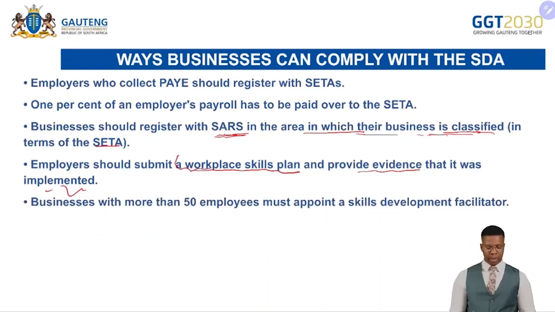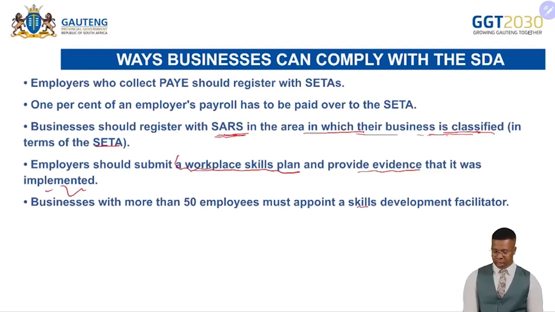And then businesses with more than 50 employees must appoint a skills development facilitator. Now, a skills development facilitator is basically a facilitator who will be checking if the education and training that is taking place within the organization is effective. Is it the right type of education? Are the right objectives taking place? And are the correct skills being implemented or trained to the workers?